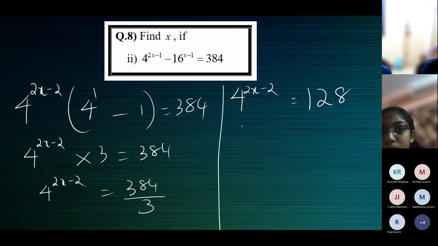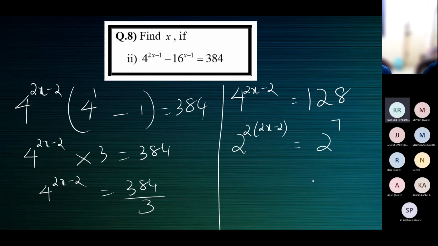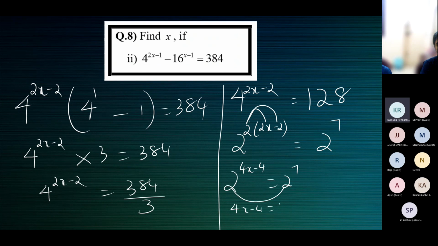So now 2 squared is 4, into 2x minus 2 is equal to 2 to the power 7. 128 is 2 to the power 7. So I'm writing 4 also in base 2. 2 to the power 4x minus 4 is equal to 2 to the power 7. Bases are same, so we equate the powers. 4x minus 4 is equal to 7. 4x is equal to 11. 7 plus 4, 11. X is equal to 11 by 4.